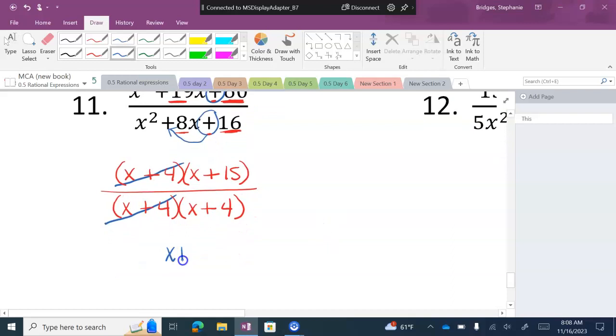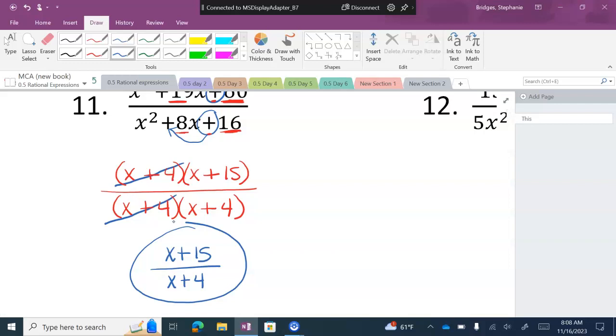And then I am left with, at the top, x plus 15. You can put it in parentheses if you want, but there's nothing left to multiply it by, so it's not necessary. Same thing at the bottom, x plus 4. Can I cancel out those x's? No, they are terms. They are being added to another term, so there is nothing else I can do to that besides leave it like x plus 15 over x plus 4. Is everybody good with that?